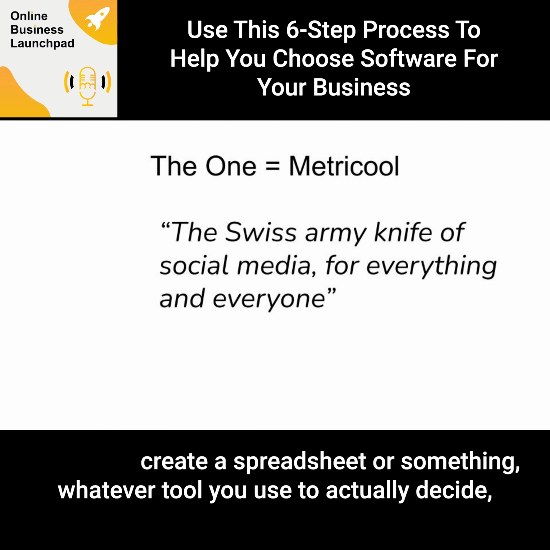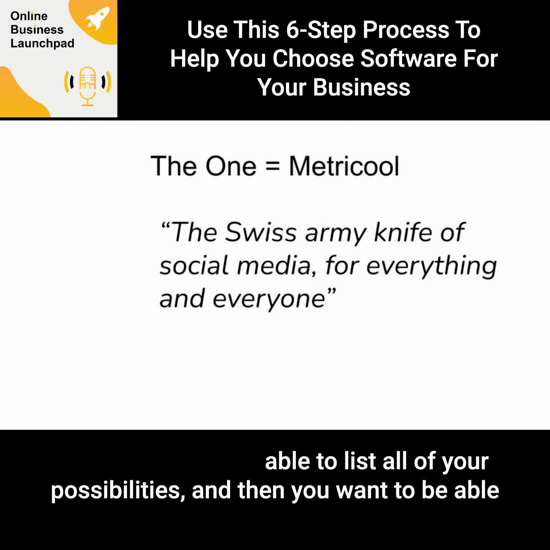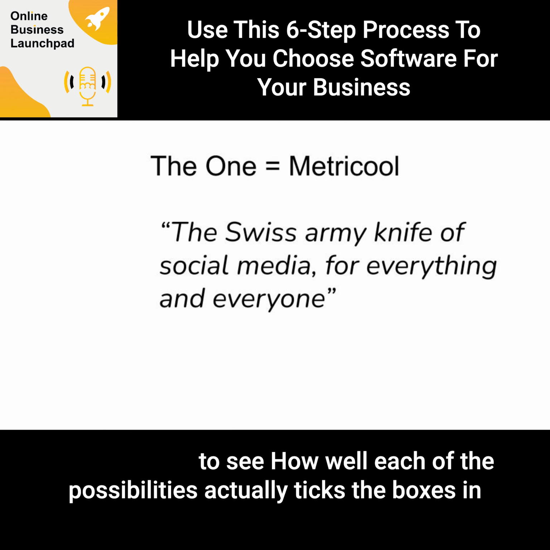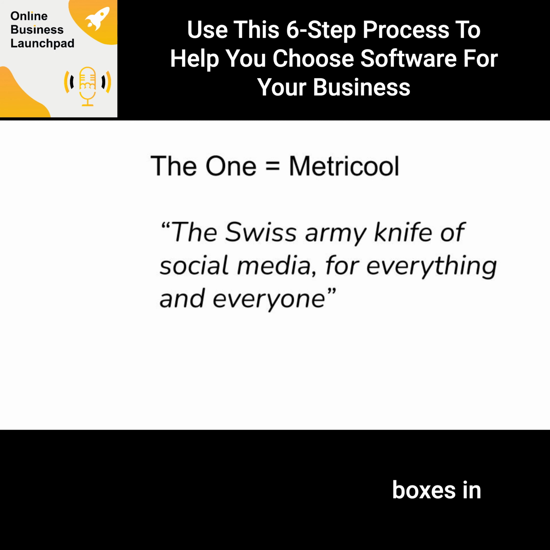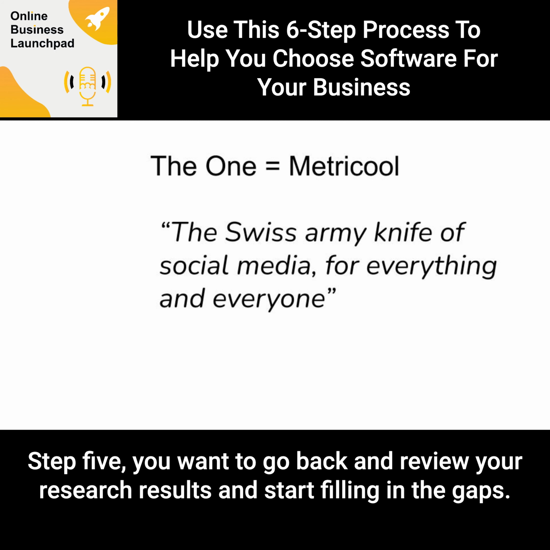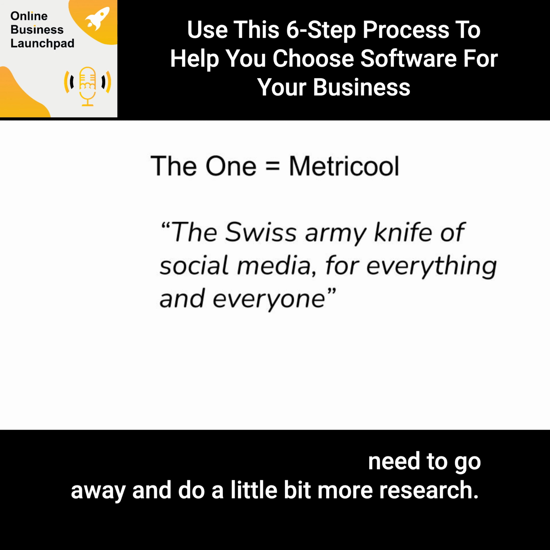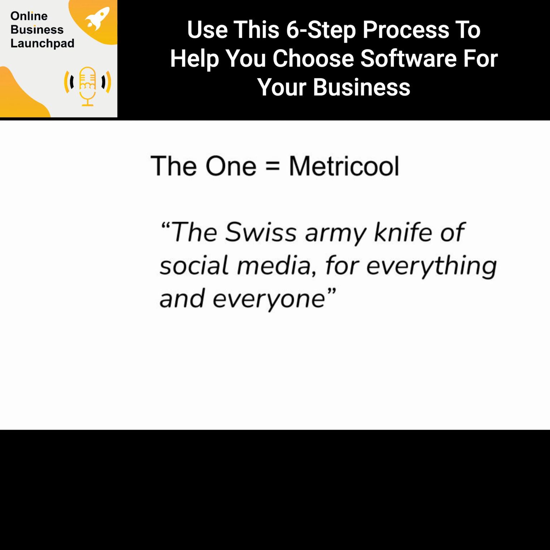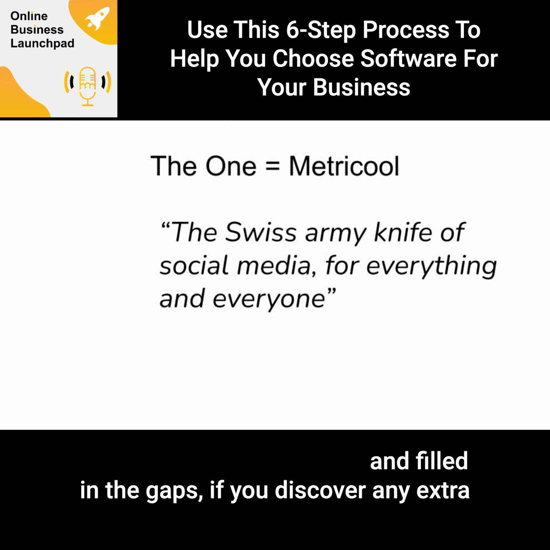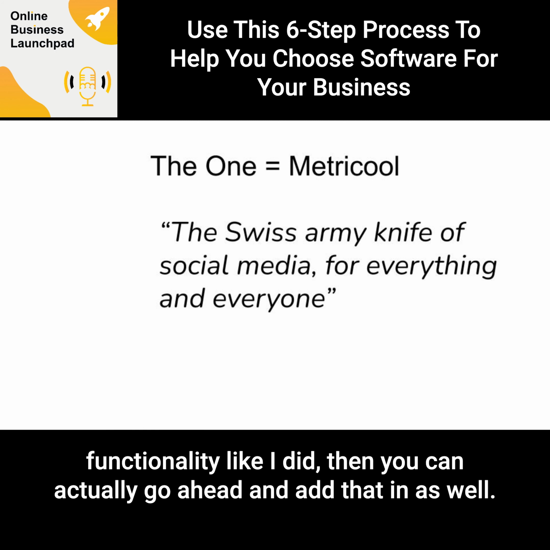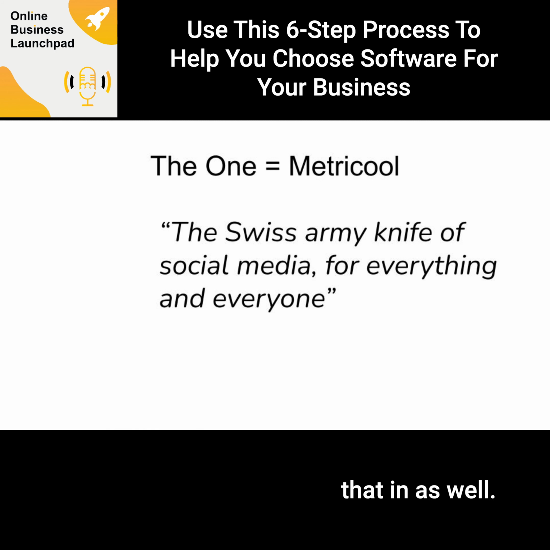Step 4, create a spreadsheet or something, whatever tool you use to actually decide, but you want to be able to list all of your possibilities. And then you want to check to see how well each of the possibilities actually ticks the boxes in terms of the things that you need it to do. Step 5, you want to go back and review your research results and start filling in gaps. If you have gaps, you might need to go away and do a little bit more research. And once you've done that and filled in the gaps, if you discovered any extra functionality like I did, then you can actually go ahead and add that in as well.